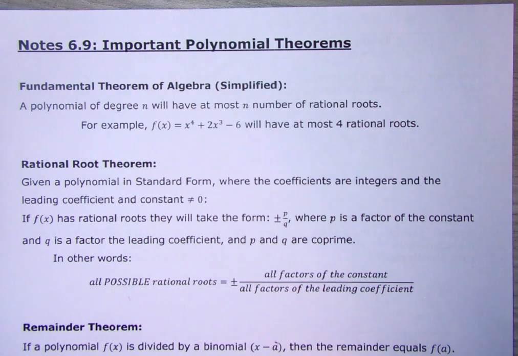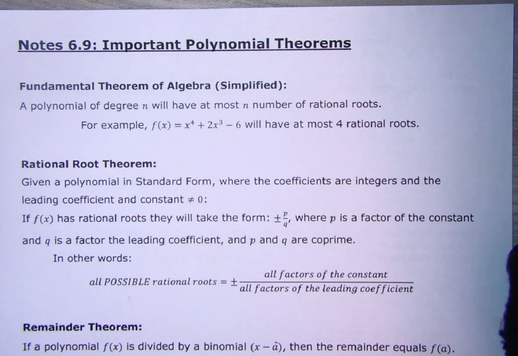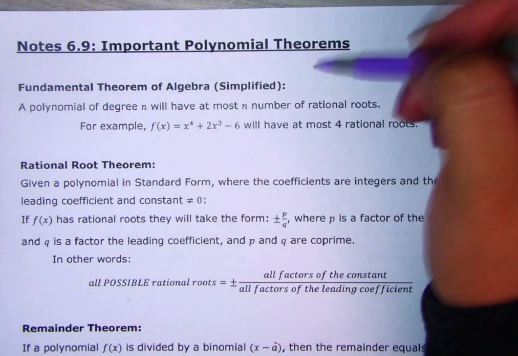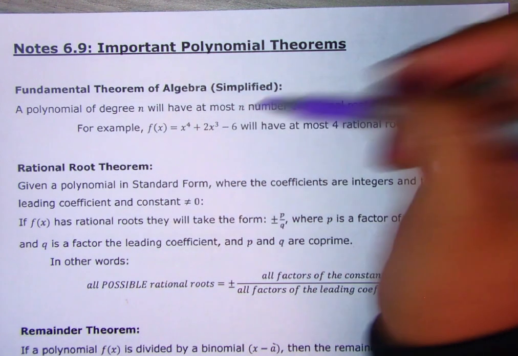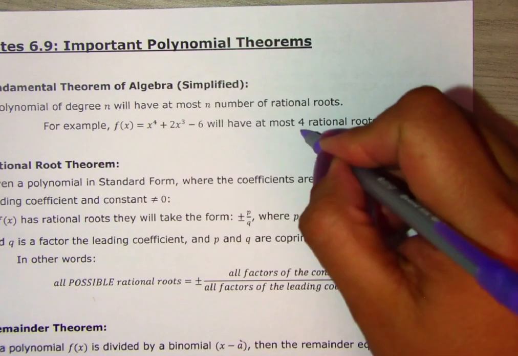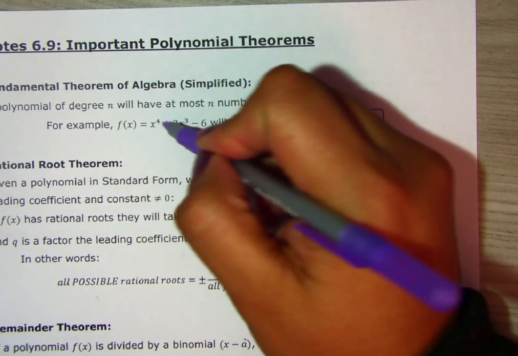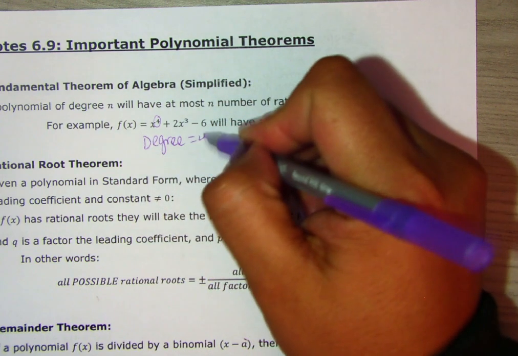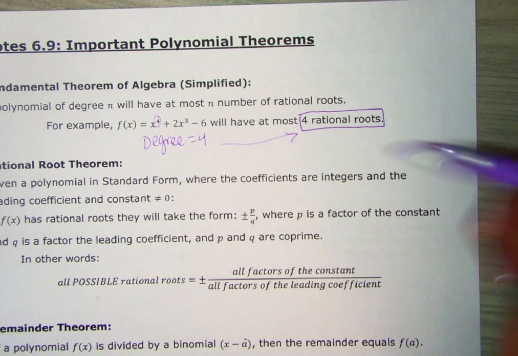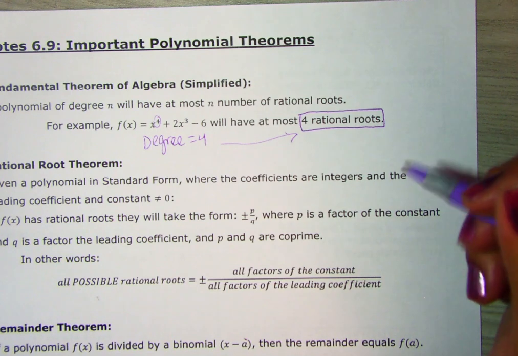Hey students, so in these notes of 6.9, it's putting all the theorems together that we've learned in this unit 6. One of them is, for example, that through the polynomial given, we can identify how many roots will be identified based on the degree. So here, the highest exponent is 4. That means the degree is 4. And with that, we can identify that there will be 4 roots in this graph if we were to graph it on the calculator. So that's one of the theorems.